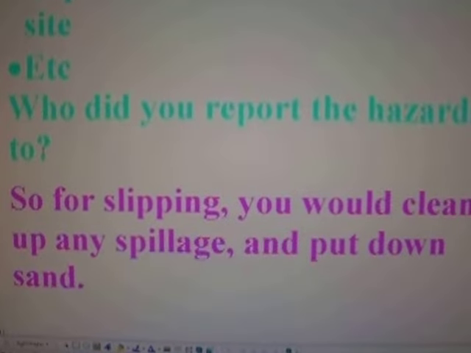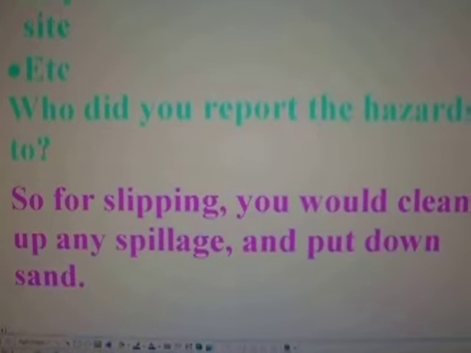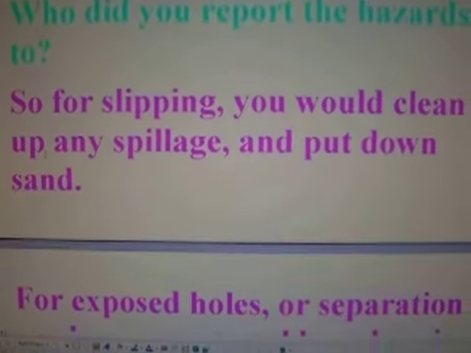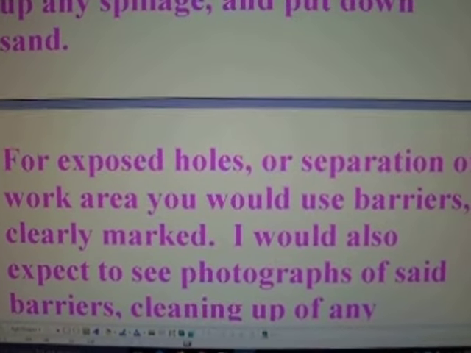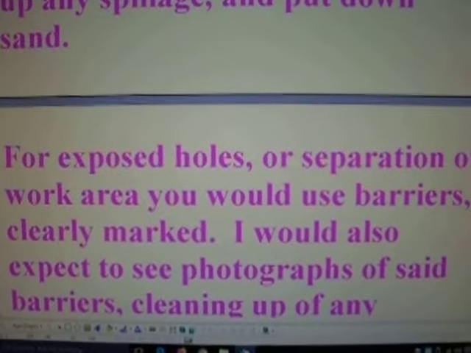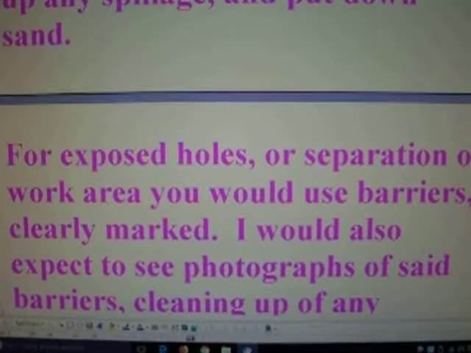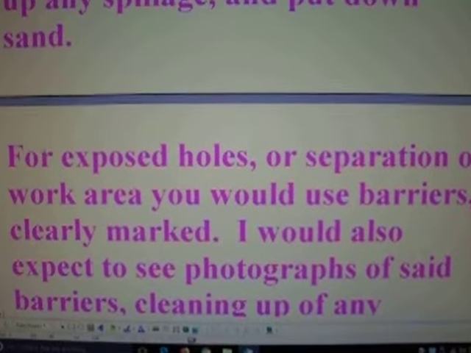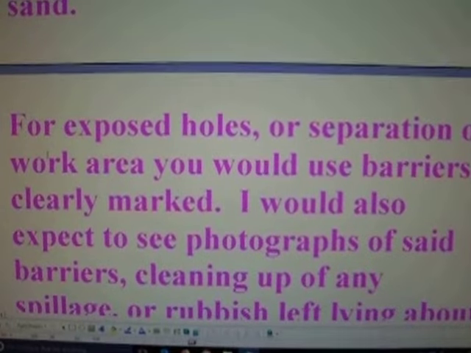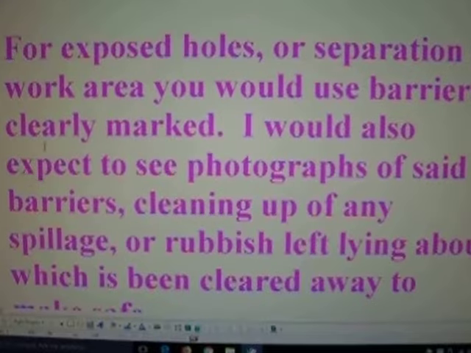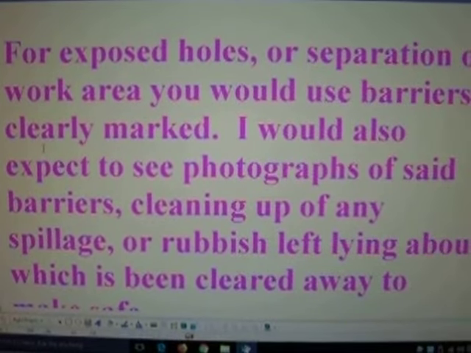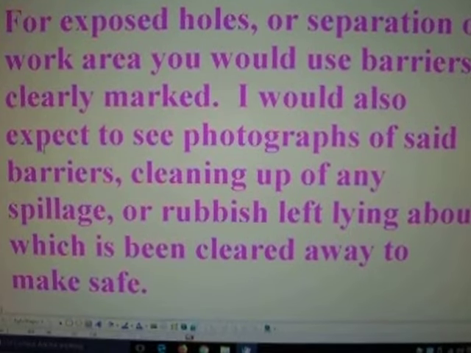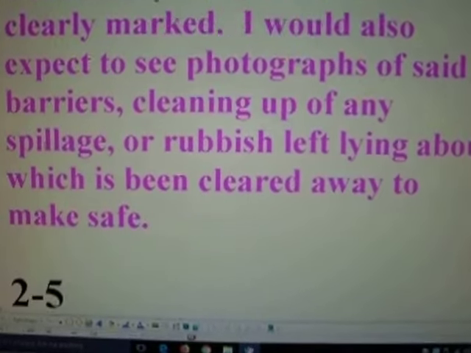Okay. So for slipping, you would clean up any spillage and put down sand where appropriate. Okay. For exposed holes or separation of work area, you would use barriers clearly marked. I would also expect to see photographs of said barriers, cleaning up of any spillage or rubbish left lying around which is being cleared away to make safe. Okay.